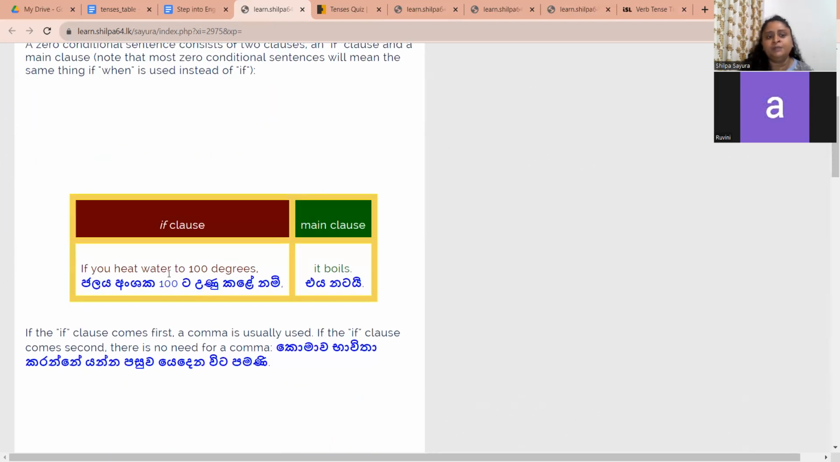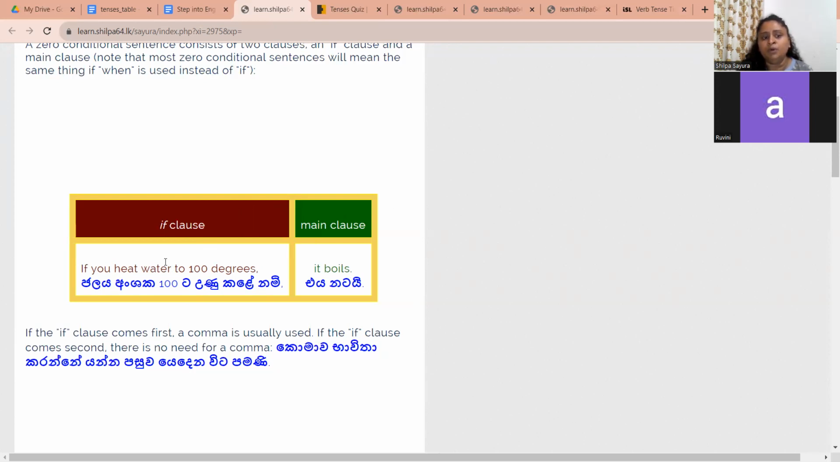If you heat water to 100 degrees, what happens? General truth. It boils. So there you see, what you have to note down here is how these verbs act in sentence or tense form. If the clause if is there, then the if clause and main clause, 2 clauses are there altogether in conditionals. So in zero conditional, you see the if clause is in simple present tense and the main clause is also in simple present tense.